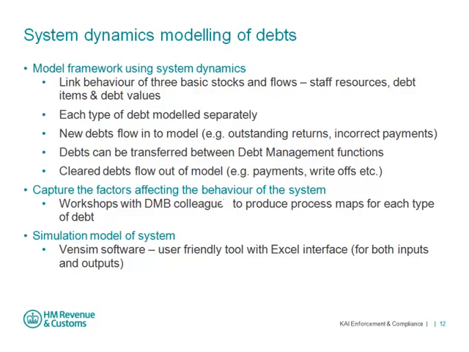I was going to take us back now to the beginning of the system dynamics model work and say that the framework we operated on was essentially linking the behaviour of three basic stocks and flows: our resources, debt items and debt values. As I've said, we had several different baths, so each type of debt needed to be modelled separately. But the whole process worked in the same way: new debts would flow into the model for various reasons, incorrect payments and outstanding returns are a couple of examples, then be transferred within our system between different functions within our debt management and banking branch, and then stay within that model until such time as they clear, in terms of a payment or a write-off.